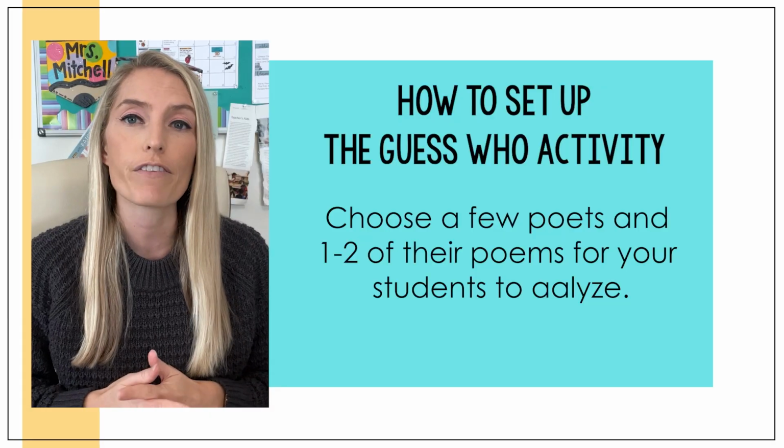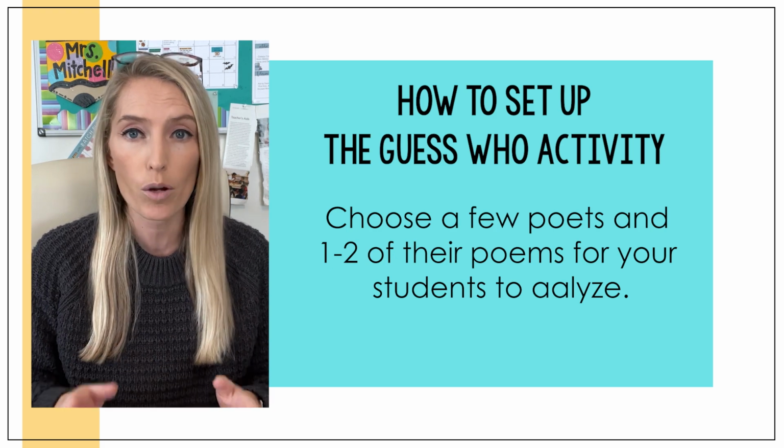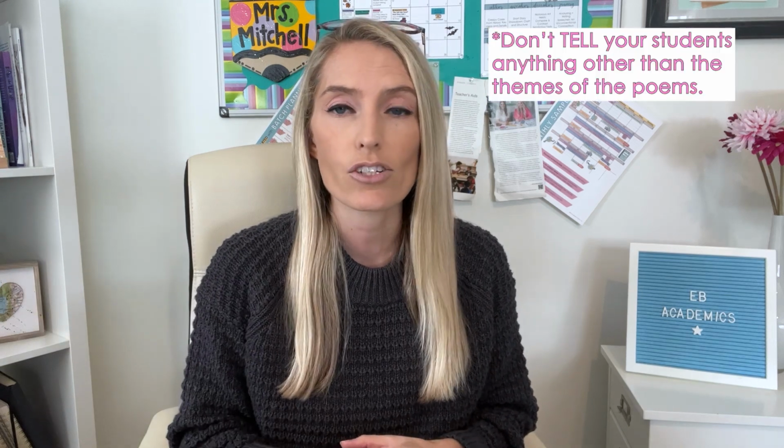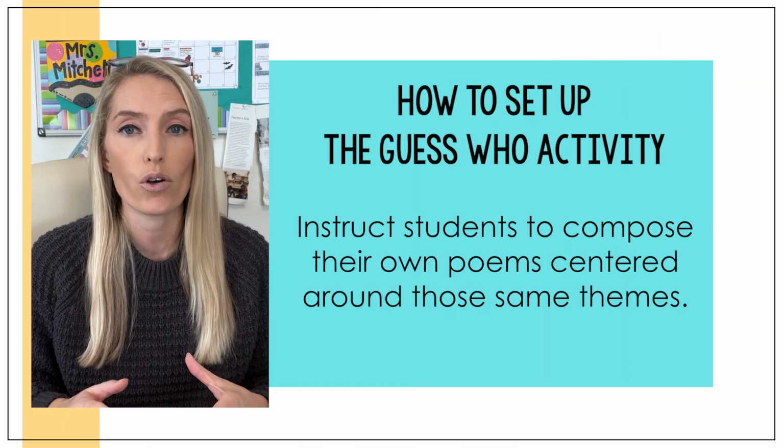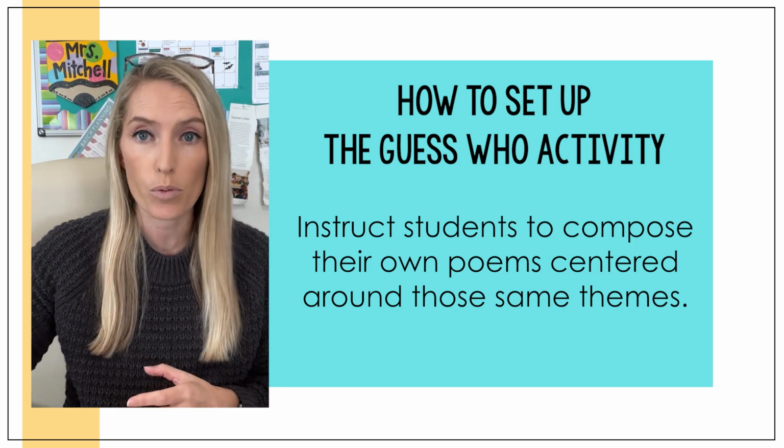All right, so to set up the Guess Who activity, you want to choose a few poets and 1 to 2 of their poems for your students to analyze. You as a teacher will determine the theme or themes from these poems, and you'll list those themes on the board. Now at this point, you're not going to tell your students anything other than the themes of the poems. Don't even let them know that the themes are from poems that you've already selected and that have already been written. The next thing that you'll do is you'll instruct students to compose their own poems centered around those same themes that you put on the board.